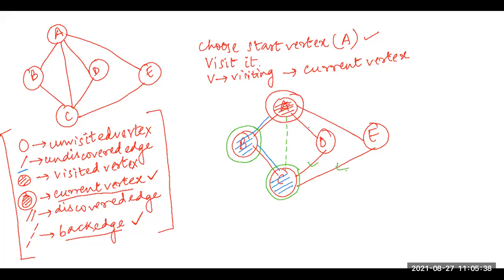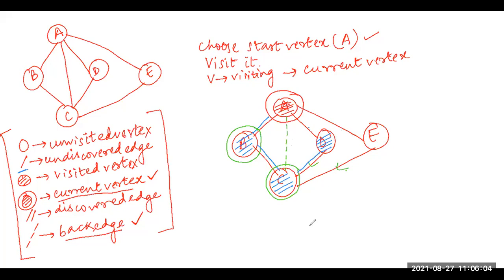Clear? Yes or no? Yes, ma'am. So this is also an unvisited vertex. You can choose any one. Suppose I am choosing this. So if I choose this, the first thing I will have to do is change it to a discovered edge, change this vertex to a visited vertex. Clear?